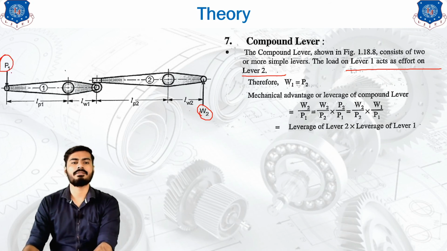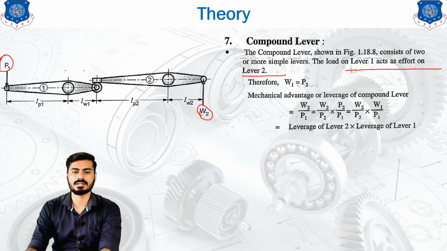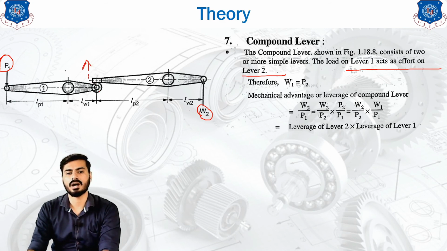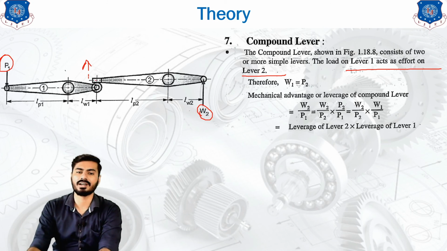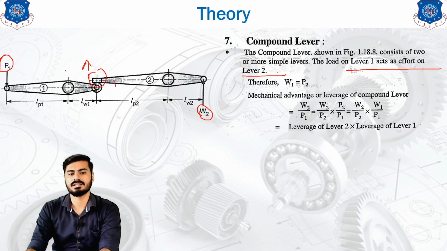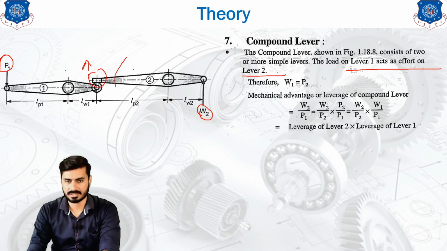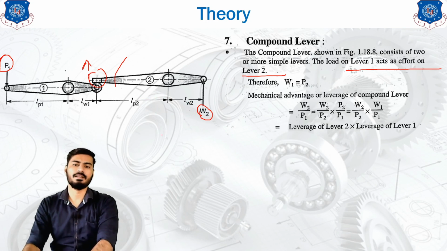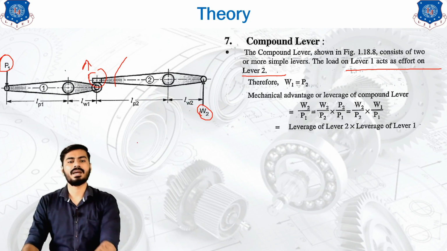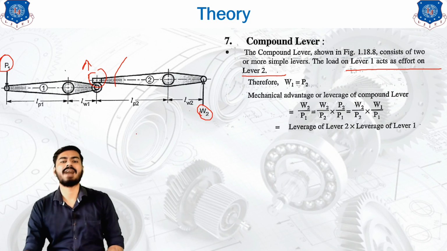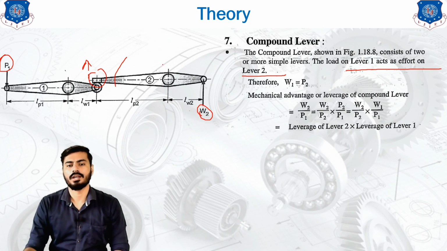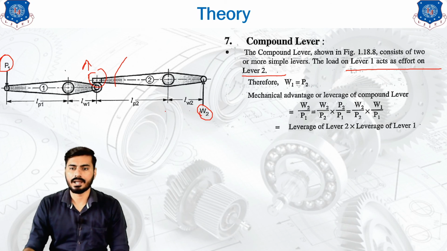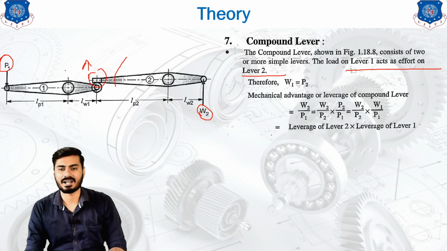This effort is applied in a downward direction. This will cause rotation in this direction, and this uplifting of the load will work as an effort for this lever, and this lever will rotate in this direction, and due to this rotation we can say that this load is going to be lifted. This is the method using which you can directly uplift or lower the load in a desired direction.